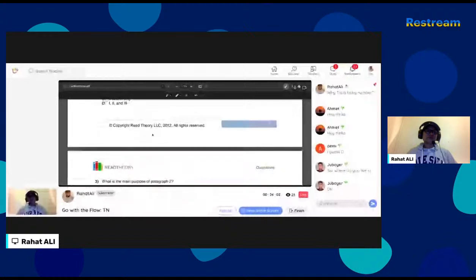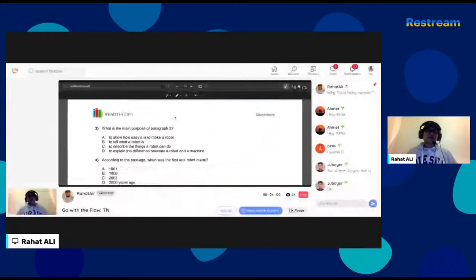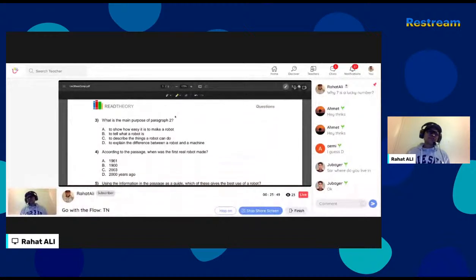Congratulations. So number 3, what's the main purpose of paragraph 2? To show how easy it is to make a robot, to tell what a robot is, to describe the things a robot can do, to explain the difference between a robot and a machine. So it is C, guys. Paragraph 2 describes how robots can do different things. So C is the correct answer.